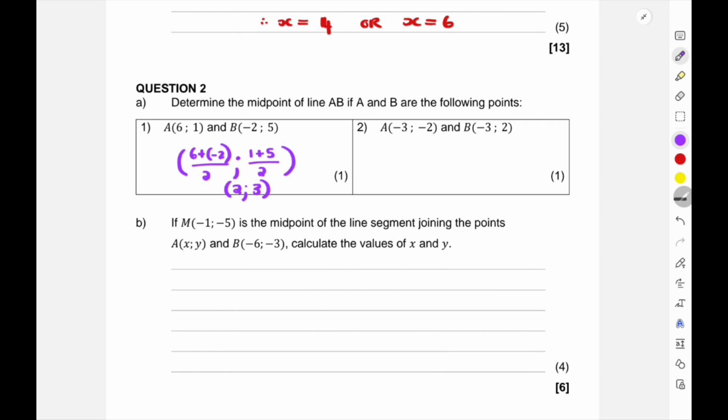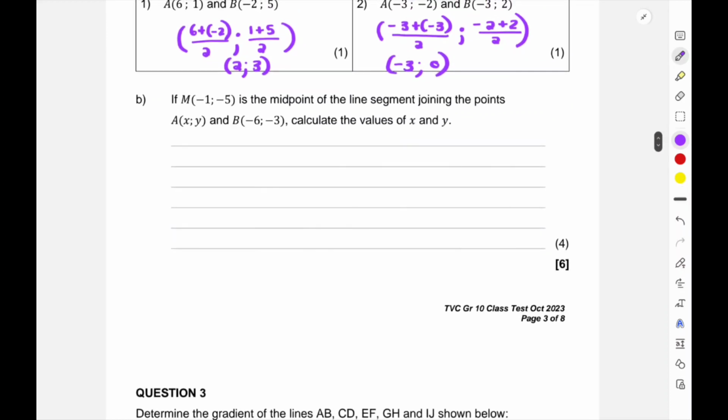So there's the midpoint coordinate there. And over here, minus 3 plus minus 3 divided by 2, and minus 2 plus 2 divided by 2. So over here, minus 3 minus another 3 is minus 6, which gives you minus 3. Minus 2 plus 2 is 0. 0 divided by 2 gives you a 0.